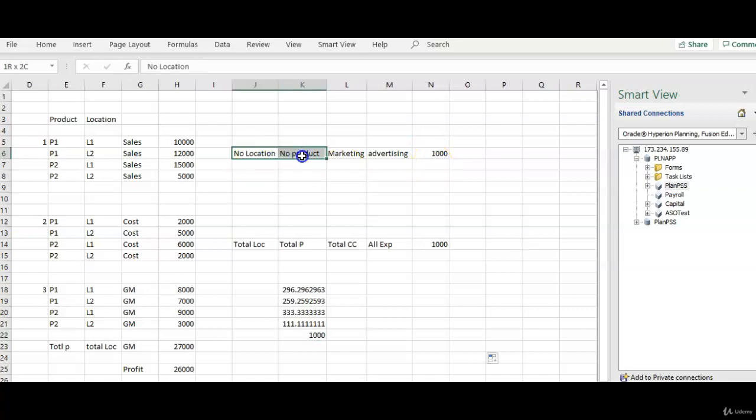I can use the same no location, no product combination, and instead of marketing department, I take D00 and I'll be using 900,001 as the allocation account. So this is where I will be writing the 1000.